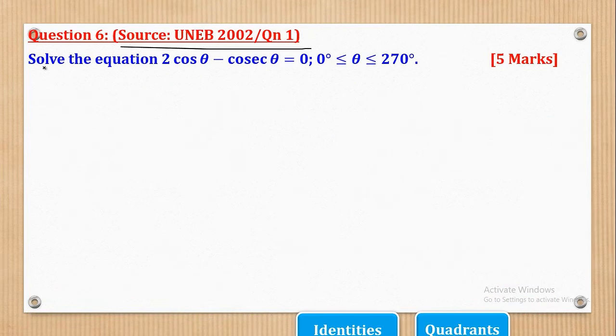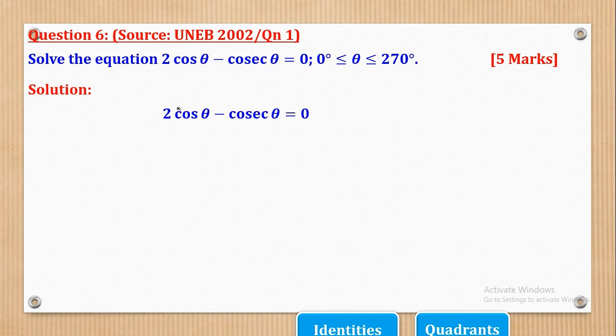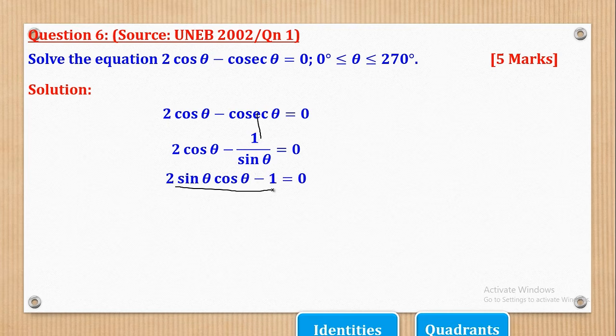Question 6 says, solve the equation for values of theta ranging from 0 to 270. So we're going to first rewrite the given equation. Now here we have cos and cosec. We don't have an identity which relates cos and cosec. So we shall remember that cosec is the reciprocal of sine. So this becomes 1 over sine. Then when I multiply throughout by sine theta, I'll come up with this part.